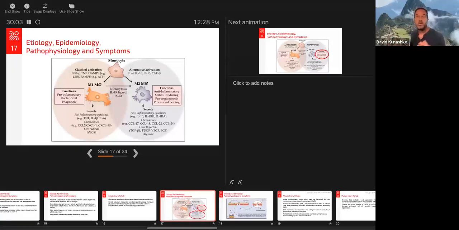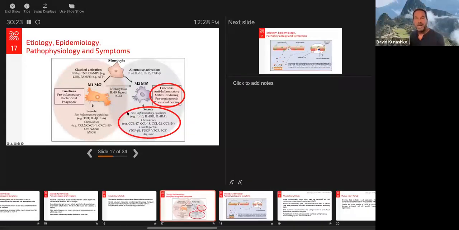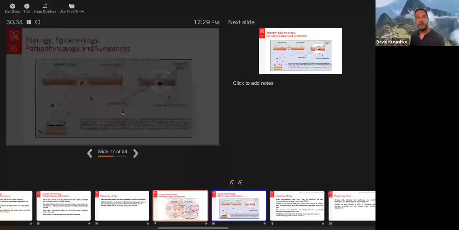M2 macrophages do the opposite. They actually are anti-inflammatory, secrete anti-inflammatory mediators, pro-angiogenesis, pro-wound healing. And what's really interesting is that laser therapy is shown to increase the rate at which M1 turns into M2. So by doing that, you can speed up the process of healing.